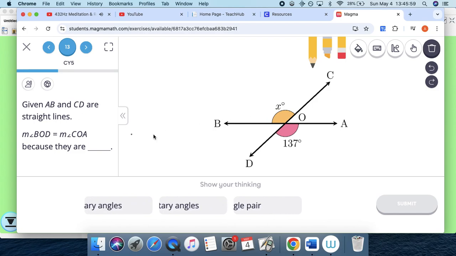Angle BOD, which is this angle right here. That's two lines. And angle COA equals A because they are, what's my choice? Supplementary? No, complementary. Okay. A vertical angle pair right there.